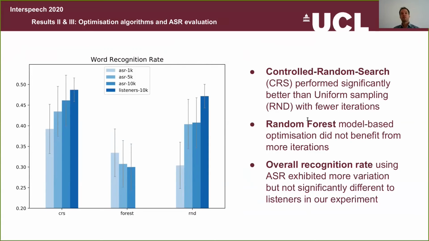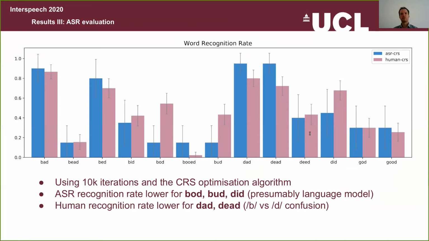For CRS and uniform sampling, an online recognition experiment with human listeners was also performed. Recognition rates can be compared between these methods and with the ASR recognition rates at 10,000 iterations. Here we see that when using CRS, human and ASR recognition rates were not significantly different in our experiments. A further examination of the ASR and human recognition rates shows that certain words, notably bod, bud, and did, were better recognized by humans. This is perhaps due to systematic biases in the system, considering bod and bud are uncommon words in English, and did is a high-frequency grammatical word.